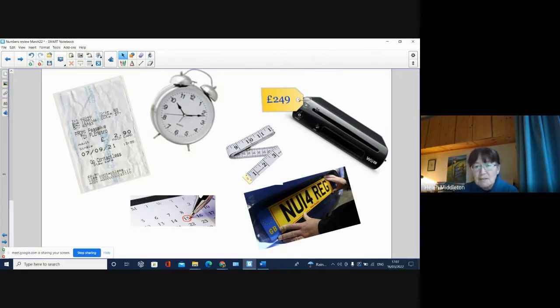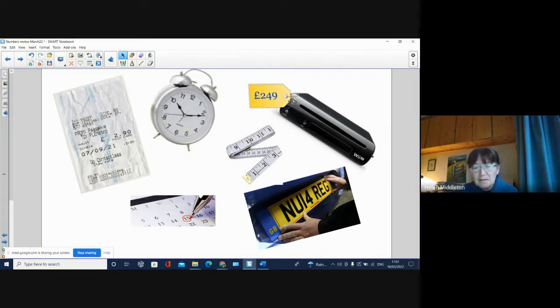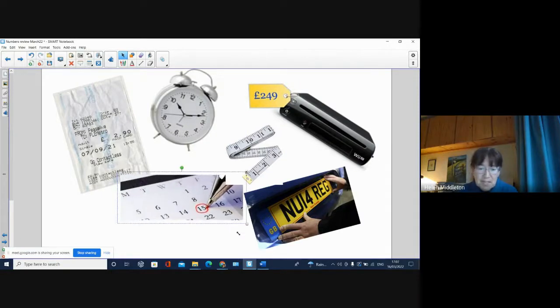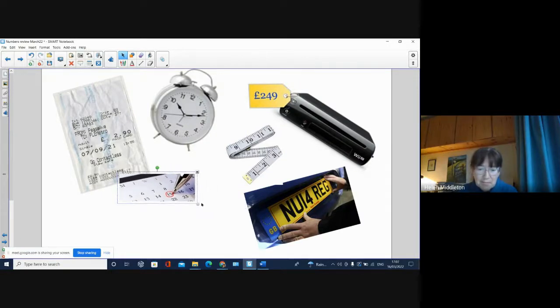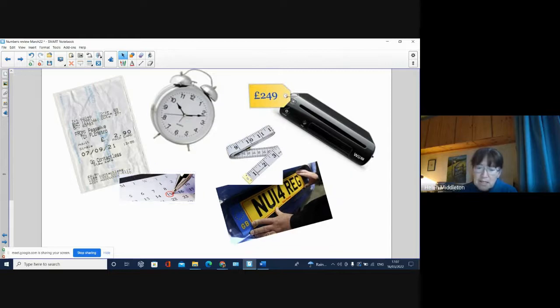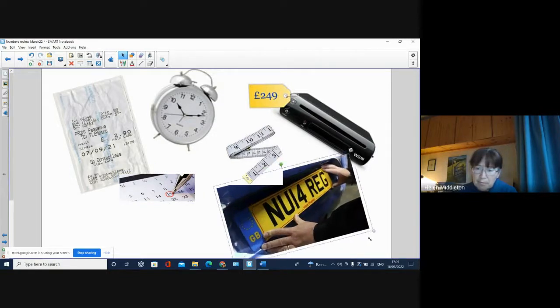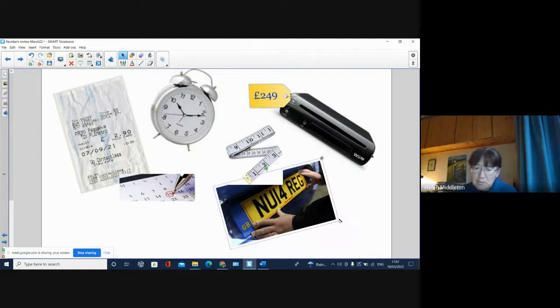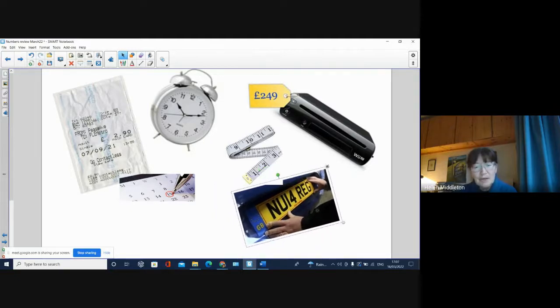And what kind of number is on here? And what about this number? What's that? And where can I see this number? Is it on my phone? No. Where is it? Where can I see these numbers?